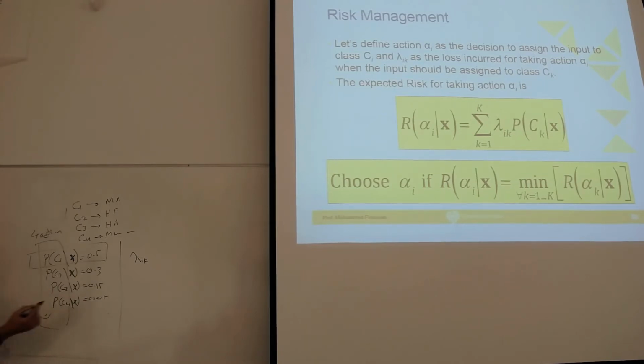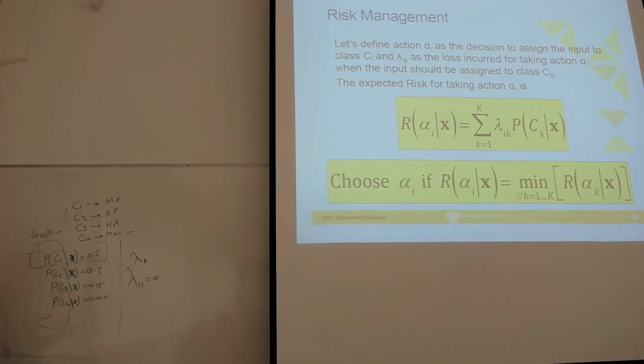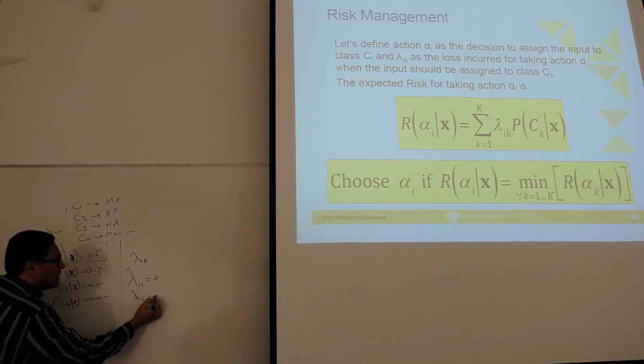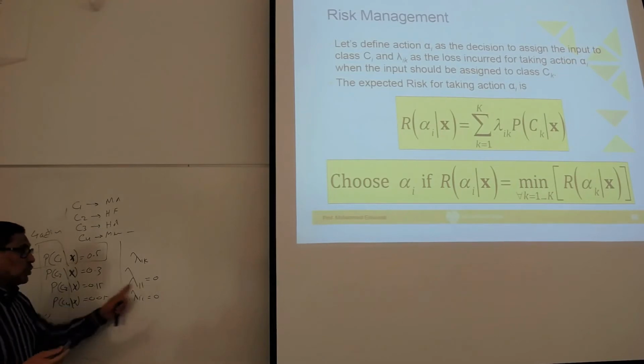So for example, if you take class 1 and the actual situation was also class 1, in that case lambda 11 should be 0 because there is no loss, because you selected the right action. So in general, lambda ii is equal to 0. If you take the action for the right case, there is no loss.